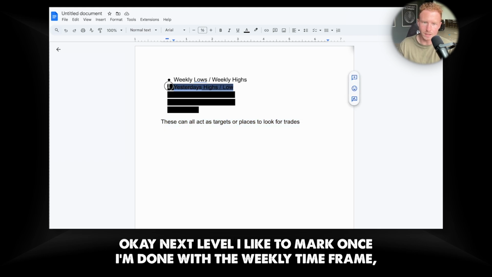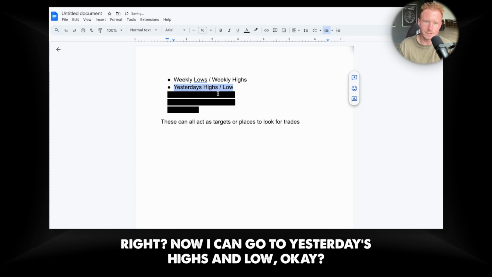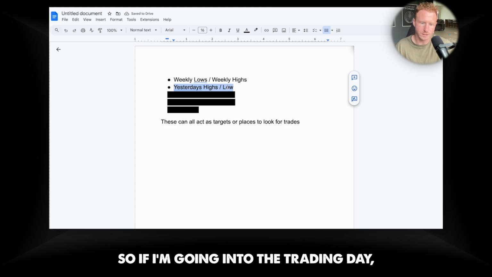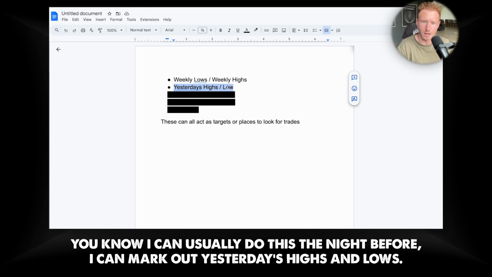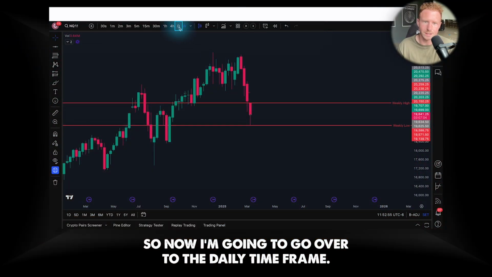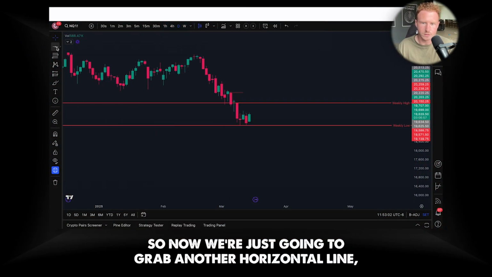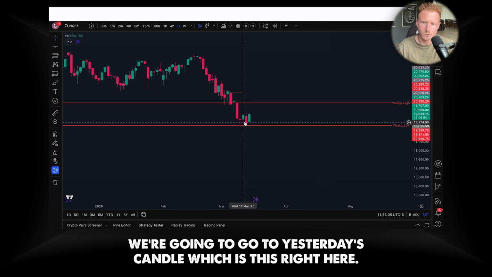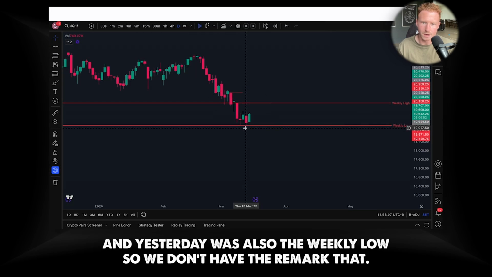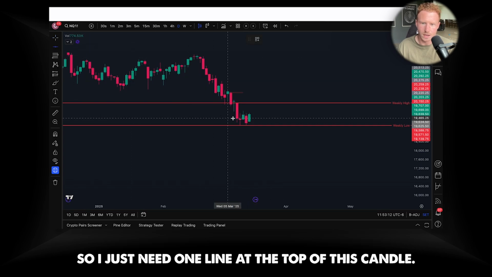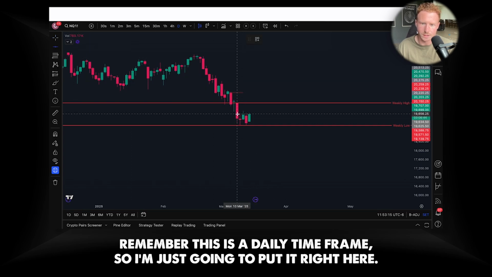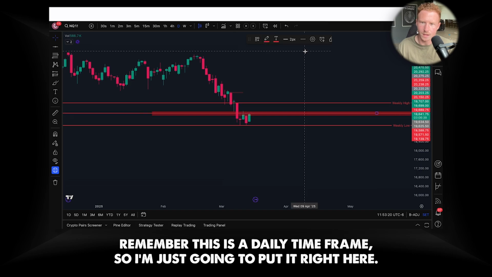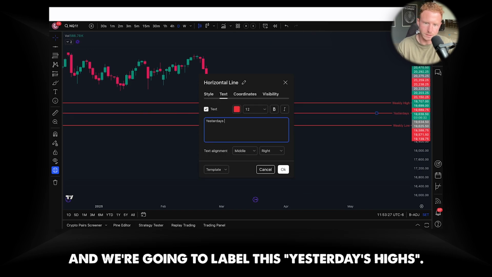Okay, next level I like to mark once I'm done with the weekly time frame is yesterday's highs and lows. If I'm going into the trading day, I can usually do this the night before. I can mark out yesterday's highs and lows. So now I'm going to go over to the daily time frame and grab another horizontal line. We're going to go to yesterday's candle, which is this right here. And yesterday was also the weekly low, so we don't have to remark that. So I just need one line at the top of this candle. Remember, this is a daily time frame, so I'm just going to put it right here. And we're going to label this yesterday's highs.